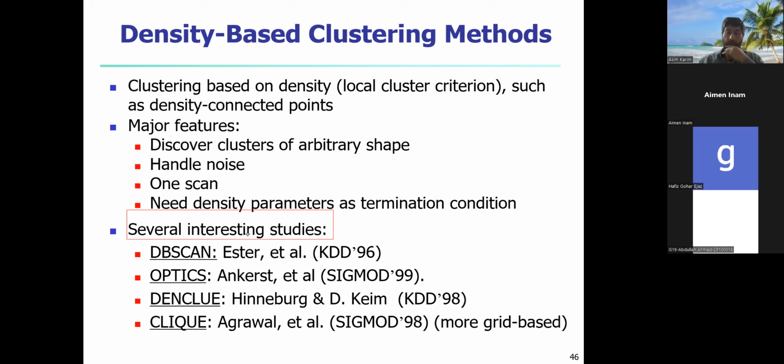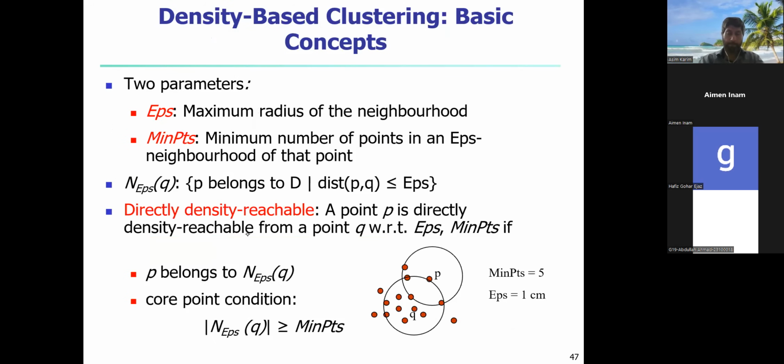There are various algorithms in this category. We will only discuss one in some detail, and there are others with variations. We will basically be discussing the DBSCAN algorithm. To understand density-based clustering, you need to understand some concepts. We had started talking about this last time as well.